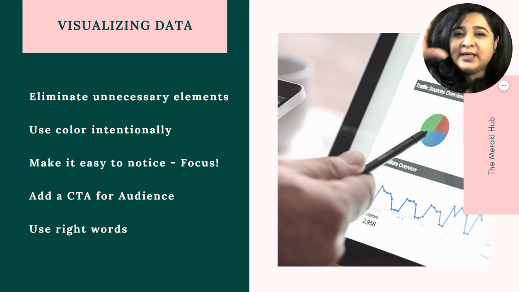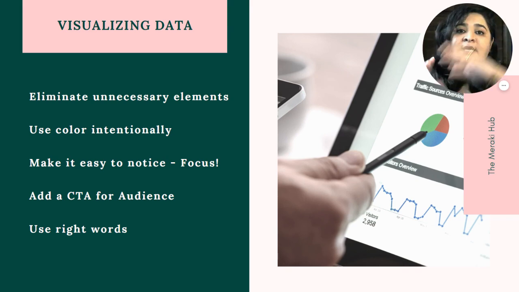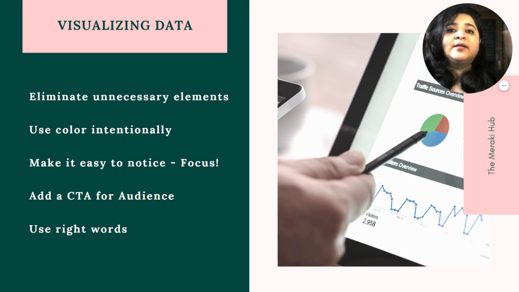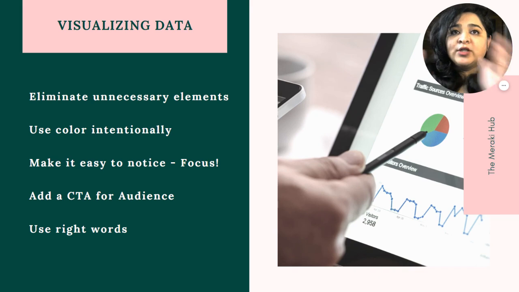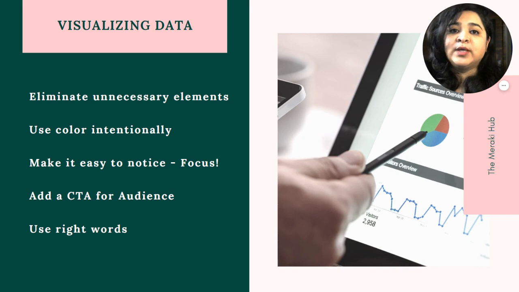Then make it easy for them to notice. Like I said, small tiny graphs where nothing is clear aren't going to help anyone. So blow it up, have a good quality graph, and then highlight, draw the focus with color, with another callout box, and that's going to make a better difference. Add a CTA for the audience: what is it that you want them to take away from this data that you're presenting to them? And finally, use the right kind of words. Again, please do not write a paragraph of information from the graph itself. Keep it extremely short, and state what it is that you want them to take away.